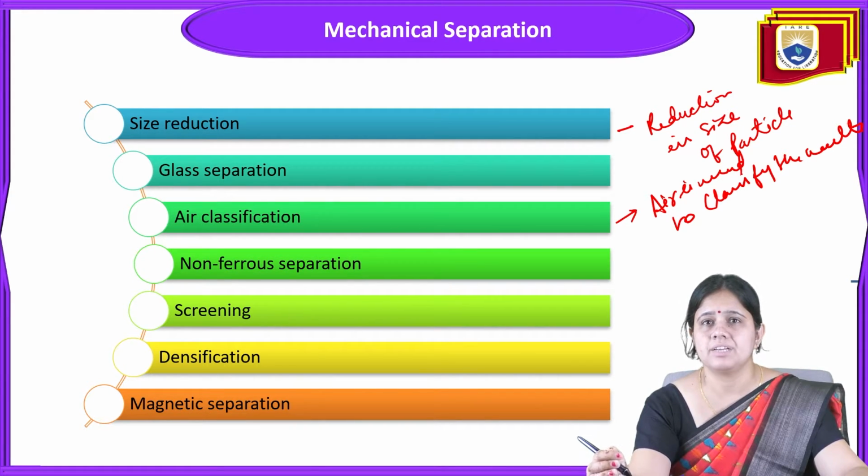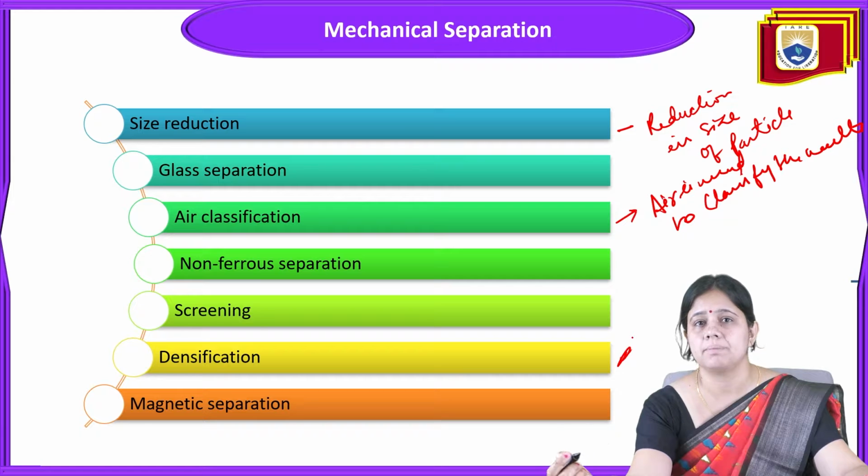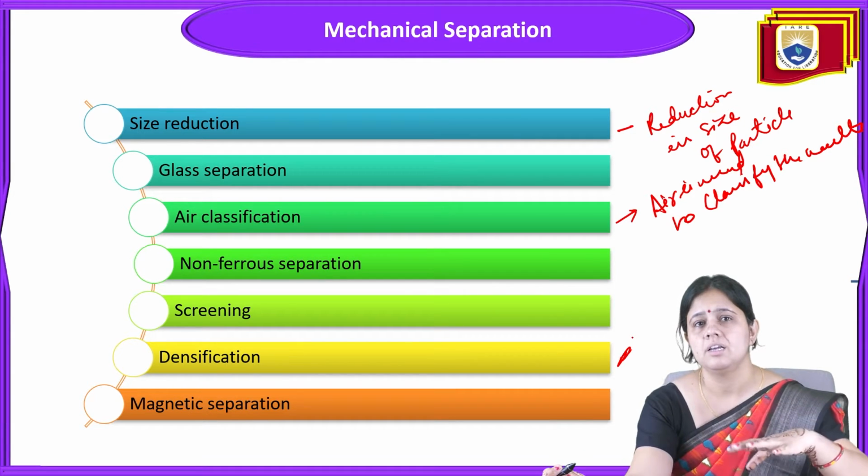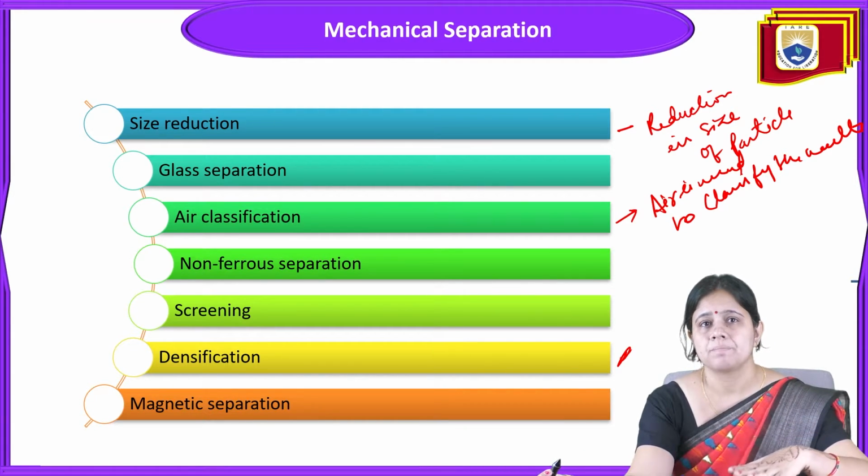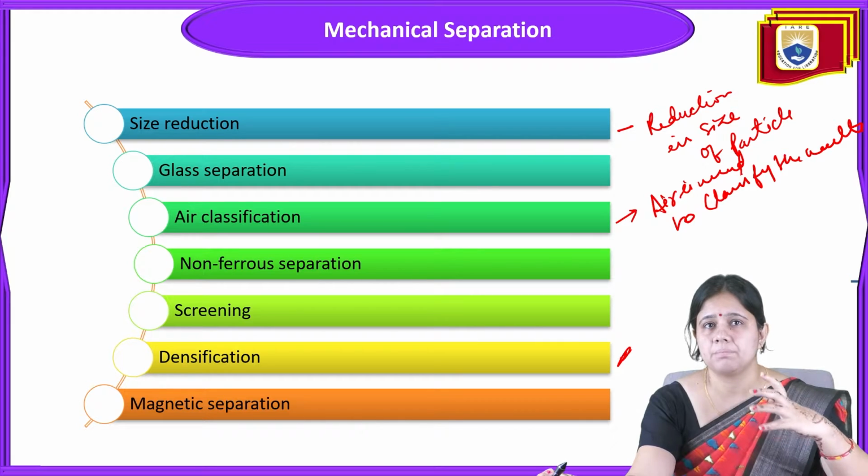Then next is non-ferrous separation, then screening of waste, and then densification, where density will be used, then magnetic separation by the use of some magnetic devices. So these are the different mechanical separation methods that are used in these MRF sites.